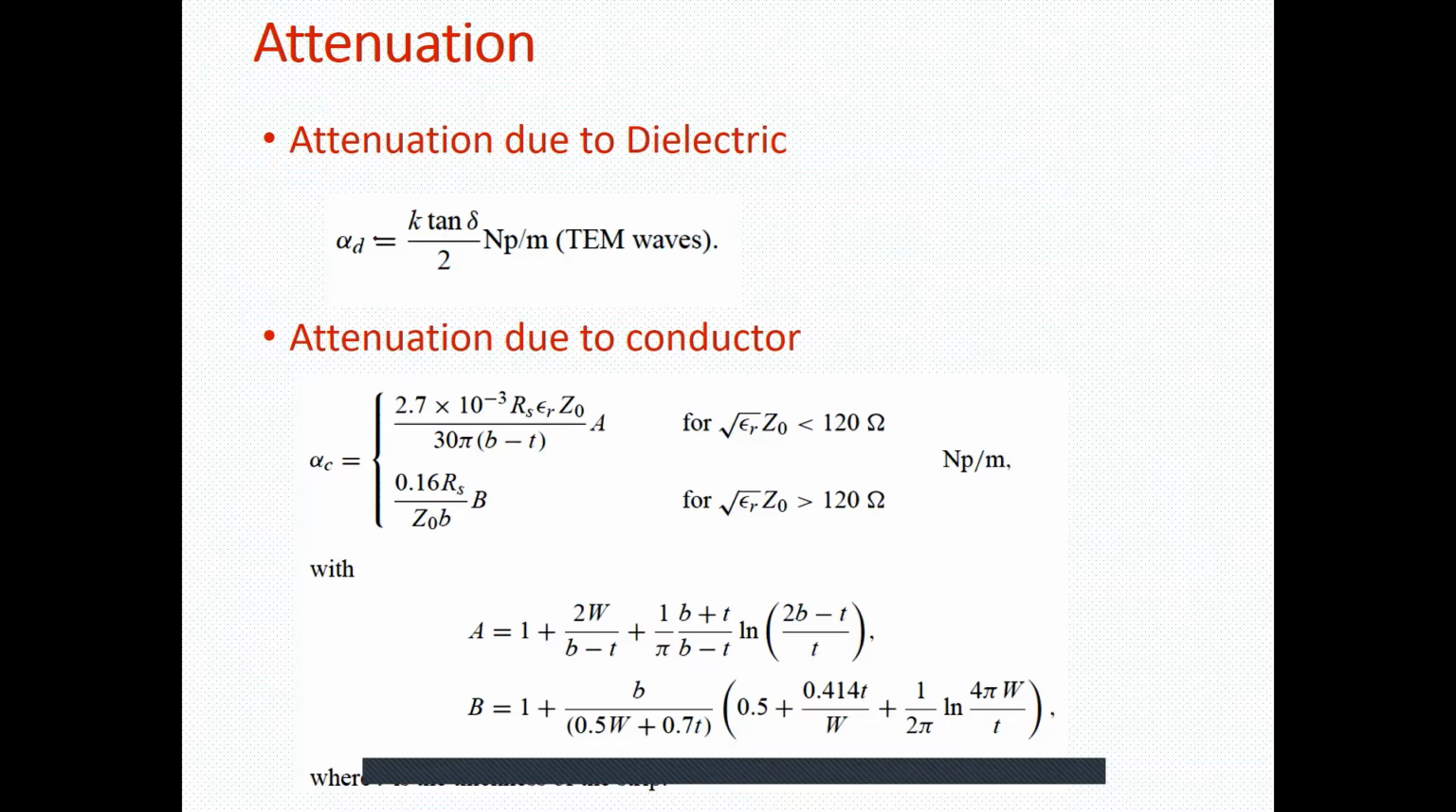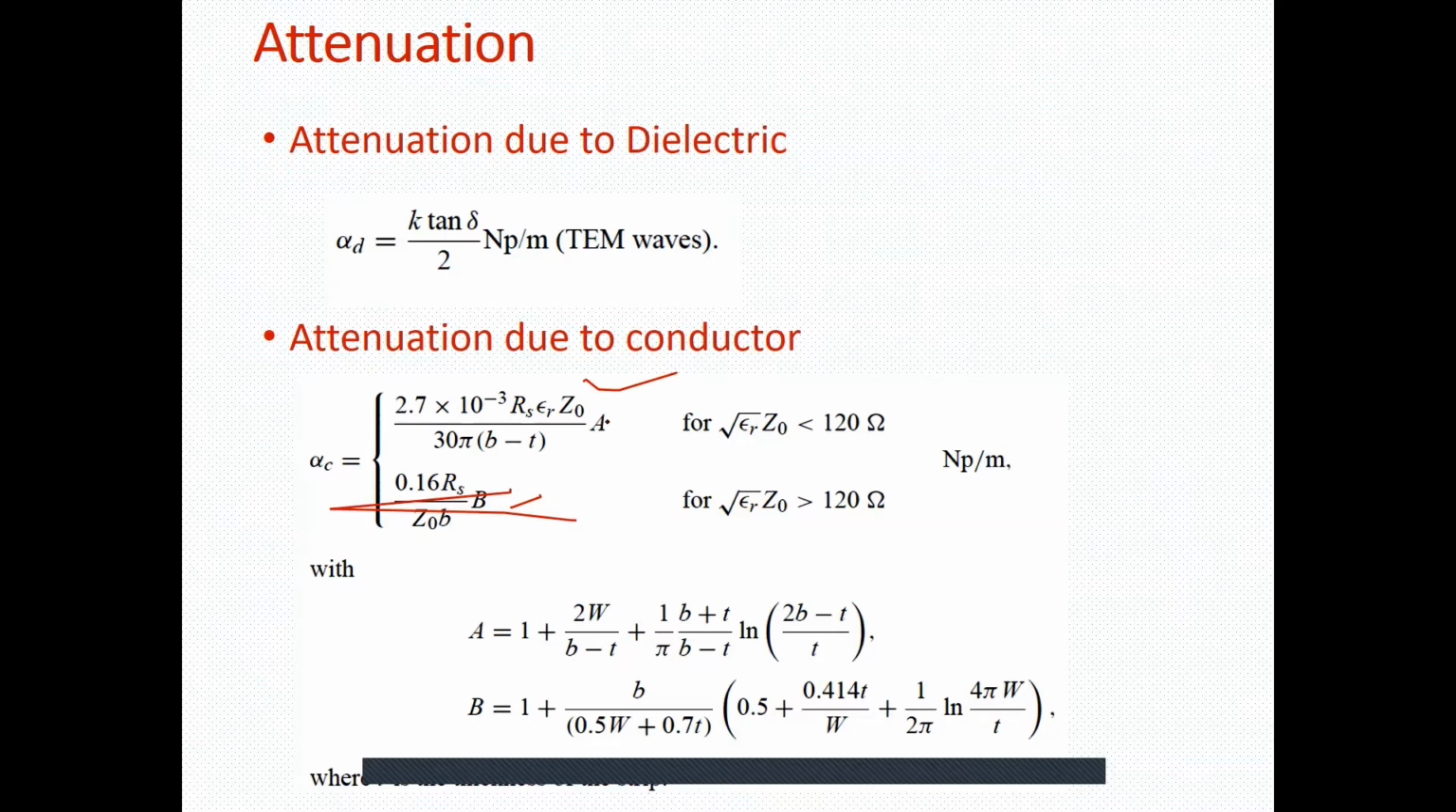So the calculation of the dielectric attenuation is the same as the attenuation in the coaxial cable, that is alpha d equal to k tan delta upon 2, where tan delta is the loss tangent. And attenuation due to conductor, here alpha c equal to, again there are two values. So again we have to calculate the value of under root epsilon R into Z naught. If this value is less than 120, then we will use the first formula, and if it is greater than 120 ohm, then we will use the second formula.